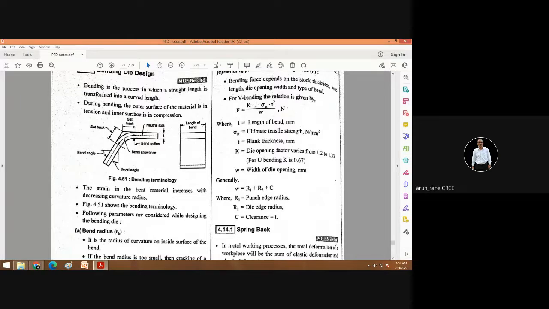So this is the terminology. You have this bend angle, then this is the tangent point from which the radius is starting. This is again a tangent point from which the radius is starting. Okay. From this tangent point to this tangent point, this is the setback, and this is your setback.